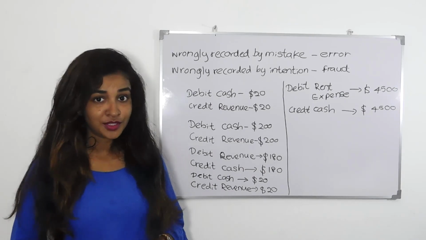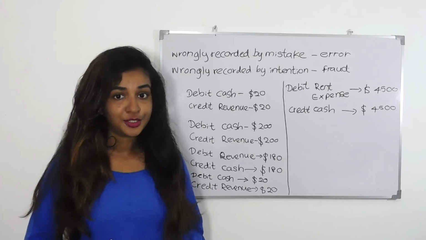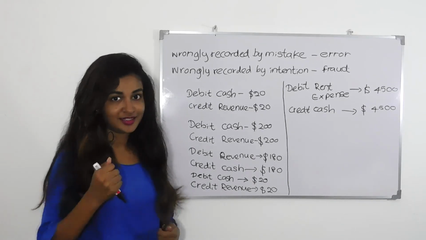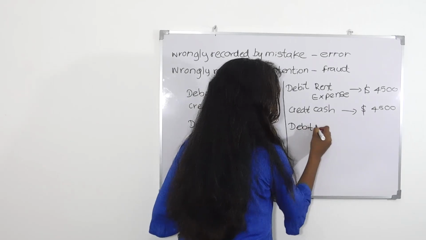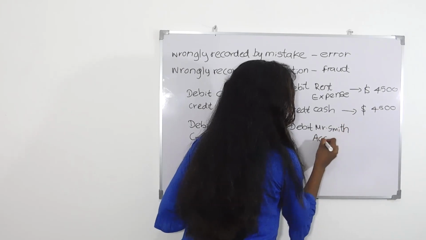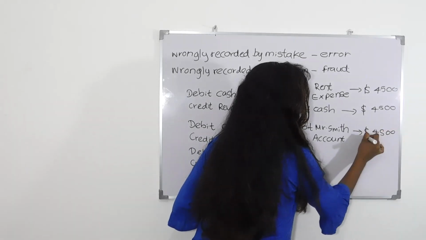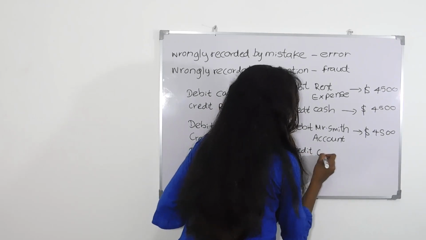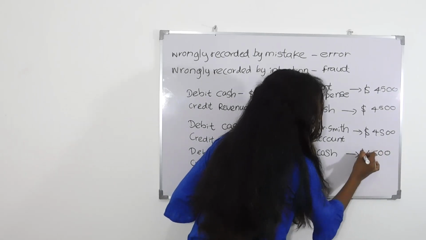So, what the accountant did erroneously is, he debited Mr. Smith's personal account instead of the rent expense account with $4,500, and credited cash with $4,500.